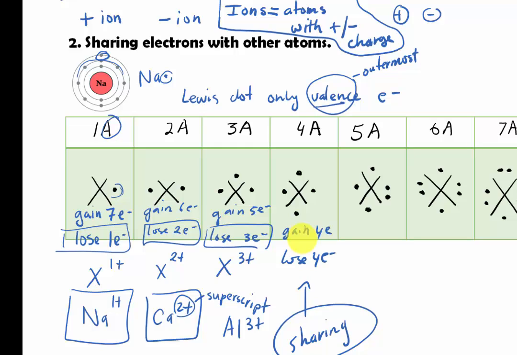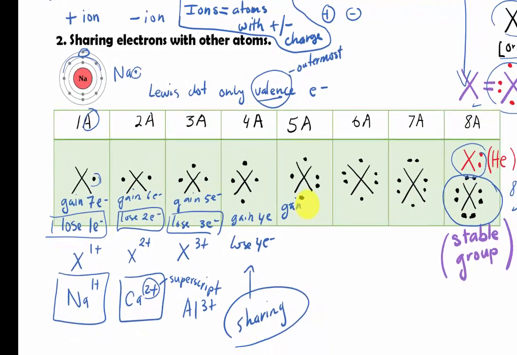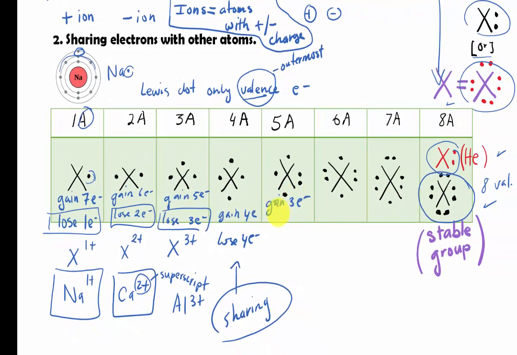Then we get to 5A. You have the option of gaining 3 more electrons or losing all 5 electrons. In this case, gaining 3 is a lot easier because it's smaller. So guess what happens? When you gain electrons, remember electrons are negative, so we become more negative. In this case, you have this type of ion, 3 minus, because you're gaining 3 electrons. One example would be nitrogen 3 minus.